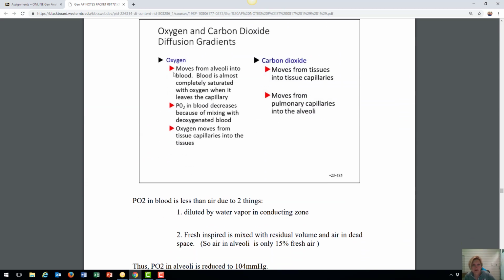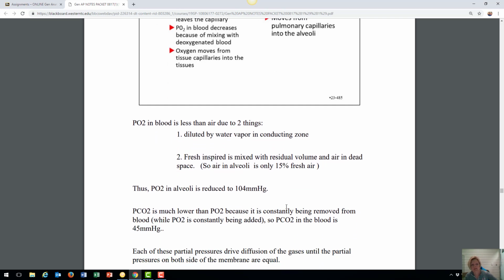So when we look at oxygen, remember that it's moving from alveoli to the blood and then from the blood to the tissues. And again, carbon dioxide is in the opposite direction. So we find that the pressure of oxygen in the blood is less than the air. So the highest pressure for oxygen is always outside the body where it's produced by the trees. And as it enters the body, it's diluted by water vapor in the airways, in the conducting zone. And it's mixed with old air from previous breaths.